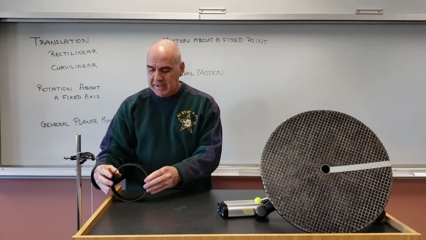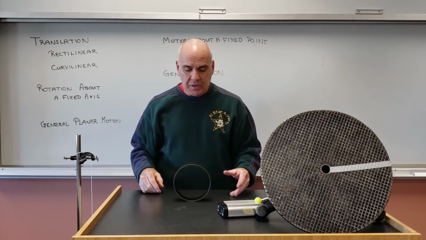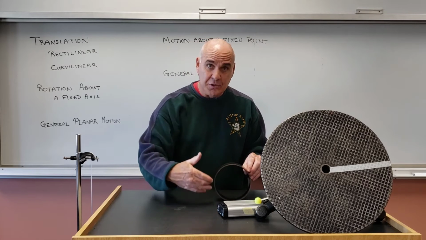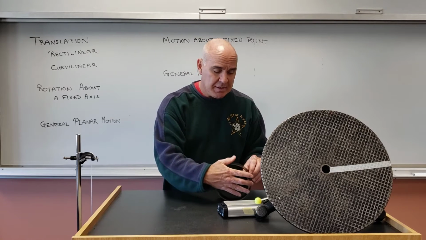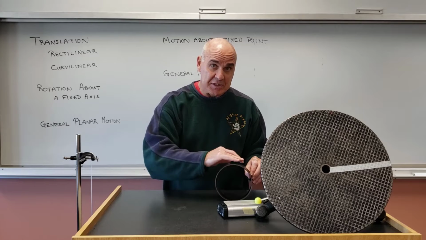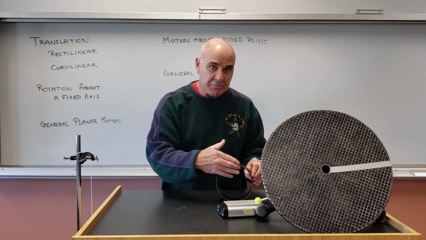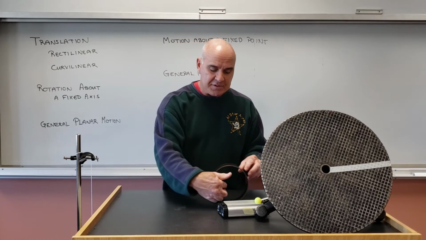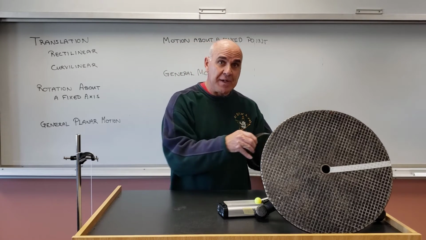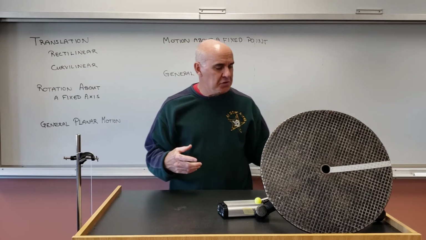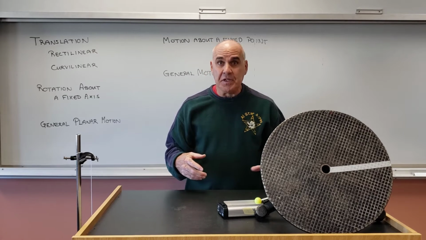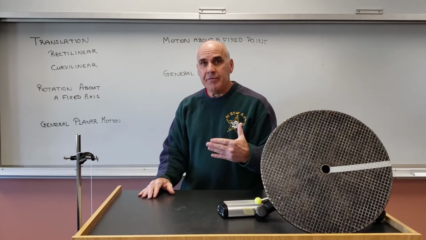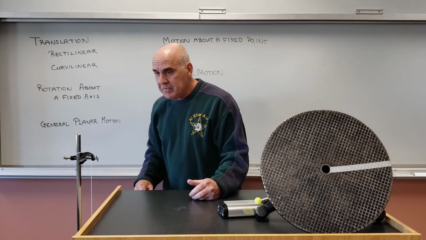This hoop does the same thing. It's going to roll, but all of the points on the hoop are in a plane. Let's not worry about the dimension in this way, but all of them on this ring here are in a plane, and they're all moving. And the axis of rotation is also translating, so it's a combination of the two. Those are really good examples of general planar motion.